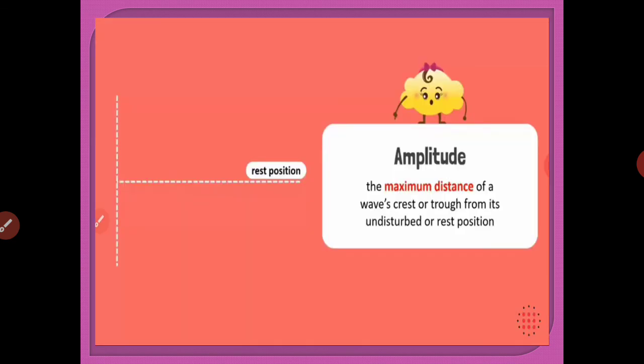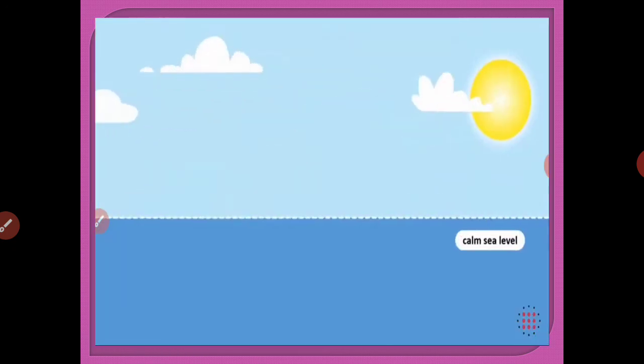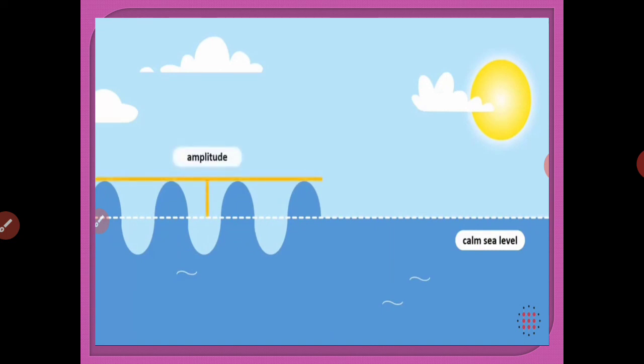First, let us look at amplitude. As waves travel, they create disturbance. The amplitude of a wave is the maximum distance of a wave's crest or a trough from its undisturbed or rest position. Think of a calm sea and then an incoming wave. The amplitude is the height of the top of the wave from the flat sea level.